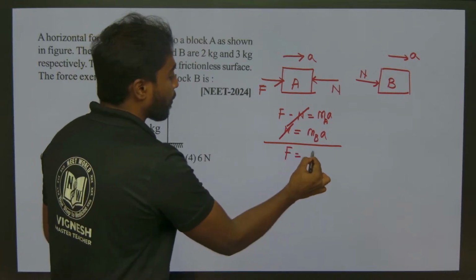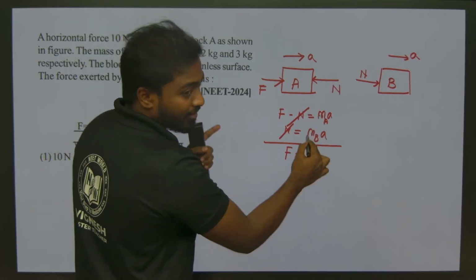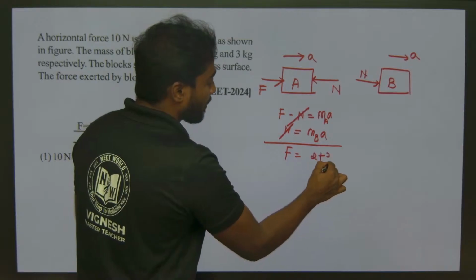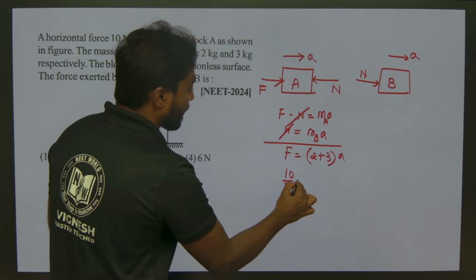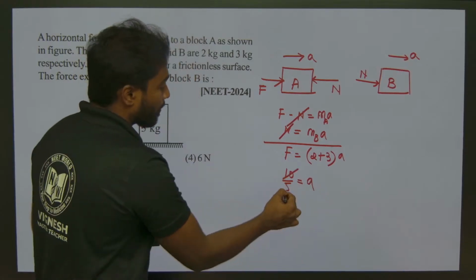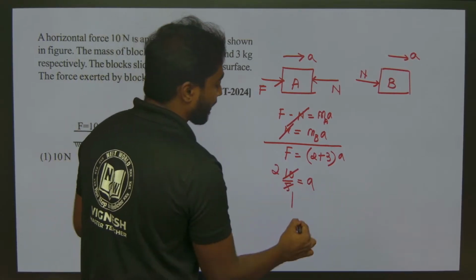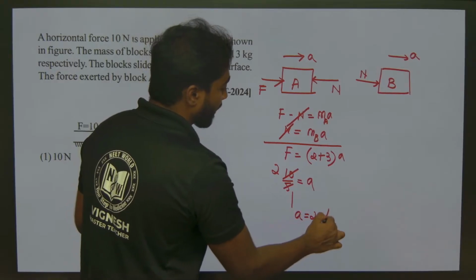So F will be equal to (mass of A is 2, mass of B is 3) 2 plus 3 times a. What is the force? It is 10. So 10 by 5 will be equal to the acceleration. So this is once and this is twice. So acceleration will be 2 meter per second square.